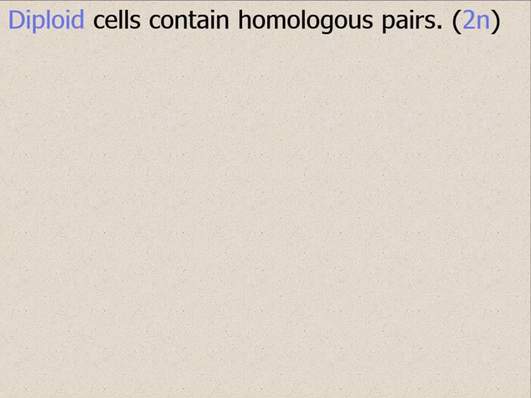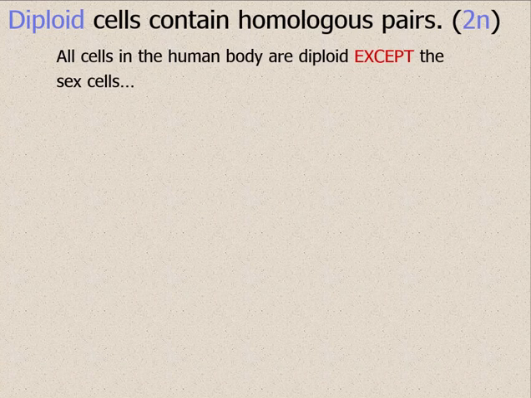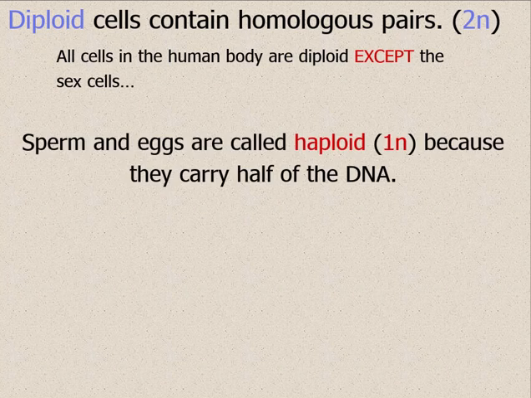Okay, now to continue on with some of the vocabulary. The prefix di also means two, just like the prefix bi means two. So diploid cells are any cells in the body, whether it's a human or an animal or a plant, that contain those homologous pairs. We refer to them as 2N, two copies of every chromosome. All cells in the human body are diploid, except the sex cells. So the sex cells have a different name.